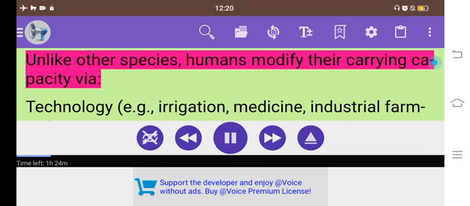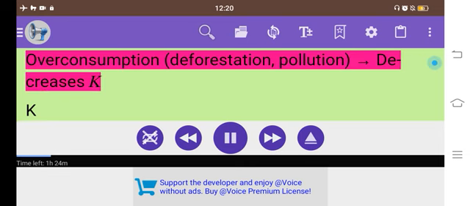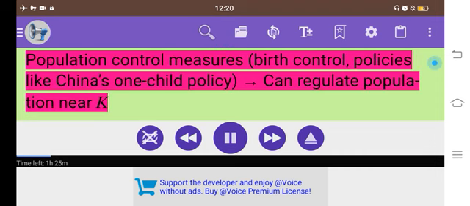Human carrying capacity. Unlike other species, humans modify their carrying capacity via technology, e.g., irrigation, medicine, industrial farming, which increases K. Overconsumption, deforestation, pollution decrease K. Population control measures, birth control, policies like China's one-child policy can regulate population near K.